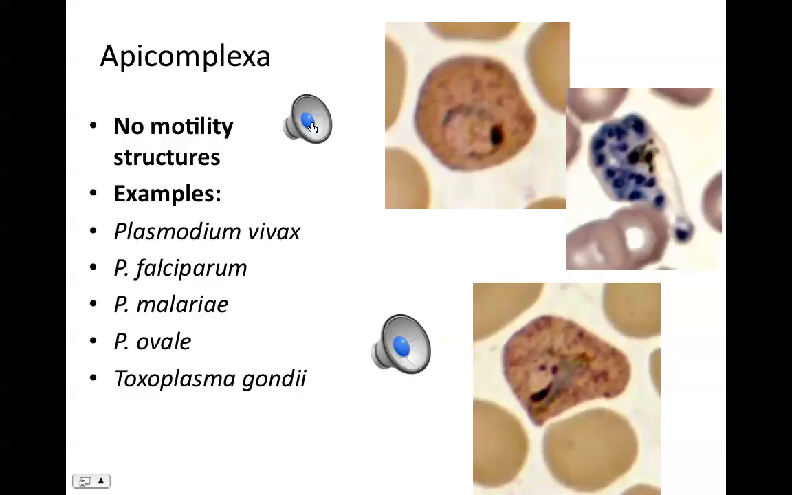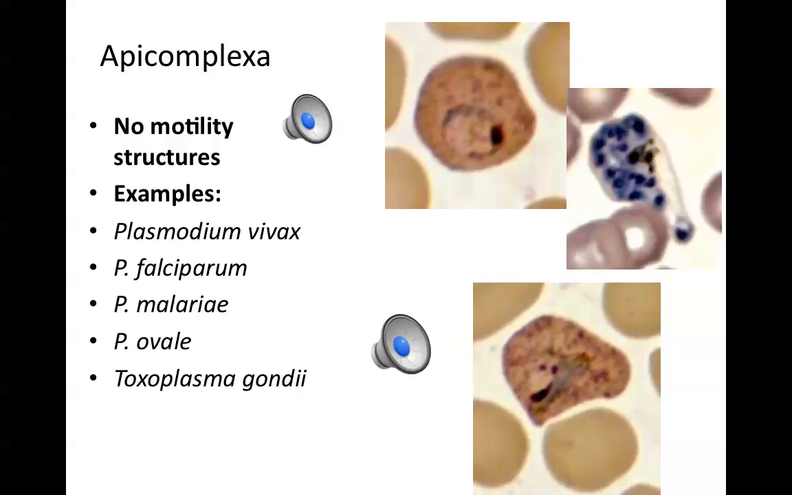Apicomplexa is the next phylum where we find unicellular eukaryotes that have no motility structures. Two distinctively different genera, Plasmodium and Toxoplasma, are good examples of eukaryotic organisms. We have the genus Plasmodium and 4 species of Plasmodium.